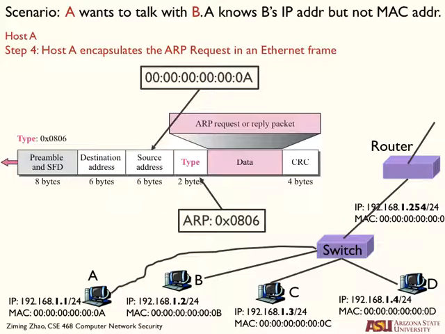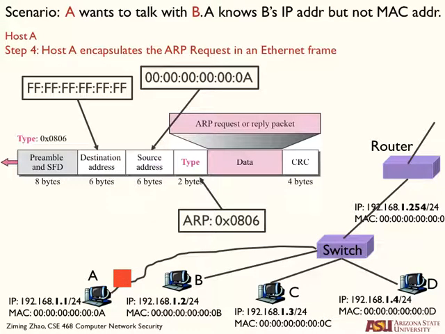So A doesn't know B's MAC address. So A wants to send this to everyone in the network. So A will use a broadcast address, which is FF in MAC. So by putting this FF here, every host in this network should be able to receive this message.